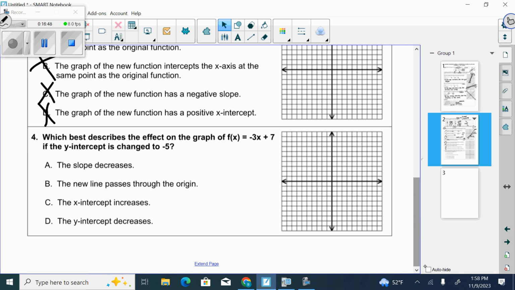All right, and then the last question says, which best describes the effect on the graph of -3x plus 7 if the y-intercept is changed to -5. So here's the original function. They said that it's going to stay the same, except I'm going to change the y-intercept to -5. So I'm going to graph these both over here on my coordinate grid. So the original one started at +7 and has a slope of -3. Remember, that's the same as -3 over 1. So I go down 3 and over 1 to the right in that negative direction.